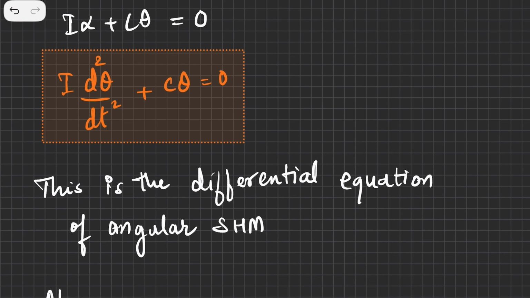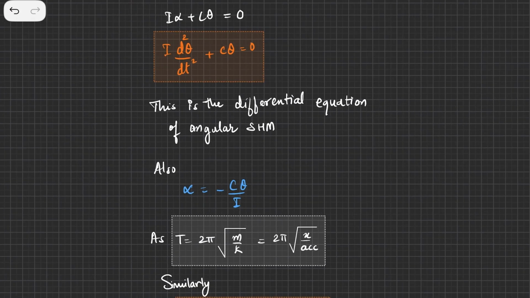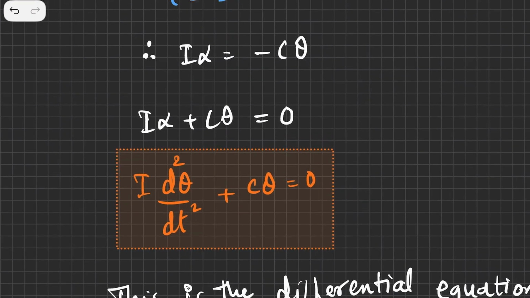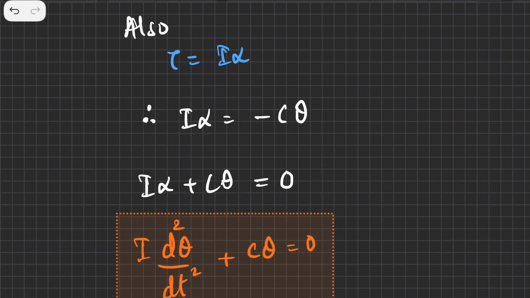If you remember, our simple harmonic differential equation was m d square x by dt square plus k x equal to 0, which is very similar to this equation, because I is replaced by m, theta is replaced by x, time is time, and c is replaced by k. Also I can find the value of alpha as well. If I move this I to the other side, I'll get minus c theta upon I. This is the value of alpha, that is the angular acceleration.